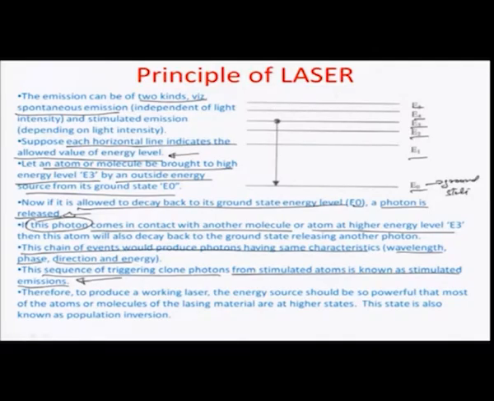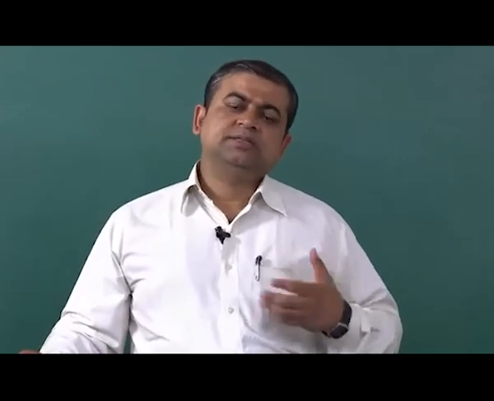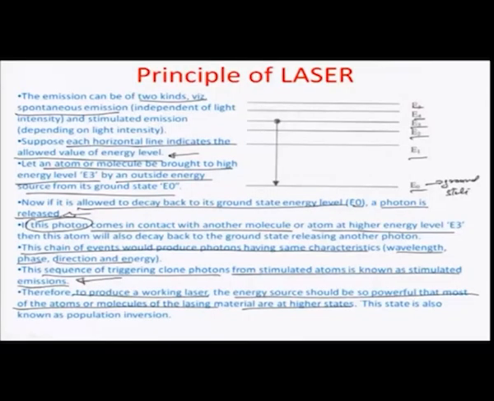Therefore, to produce a working laser, this energy source should be so powerful that most of the atoms or molecules of the lasing medium are at the higher states, and therefore, all the lasing systems essentially would have an ambient light source which would be responsible for making the population inversion happen, go to a higher level E3, as is indicated here in this particular diagram. And this population inversion is all done by a source which typically has a very high power or a high energy, and this is the power of the laser.